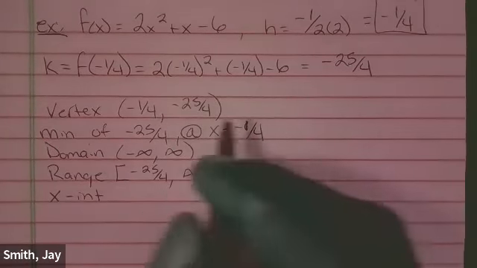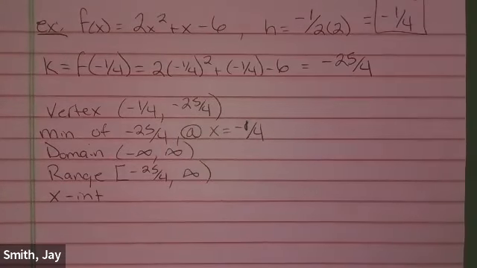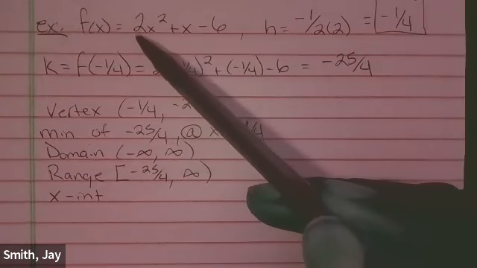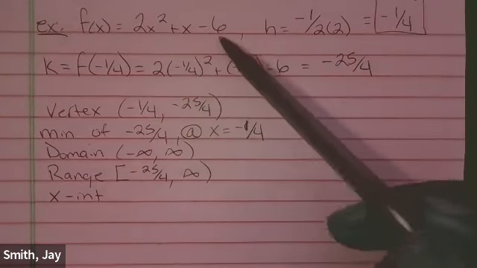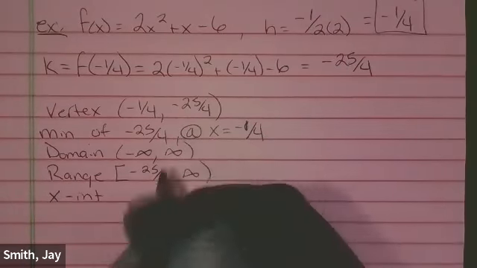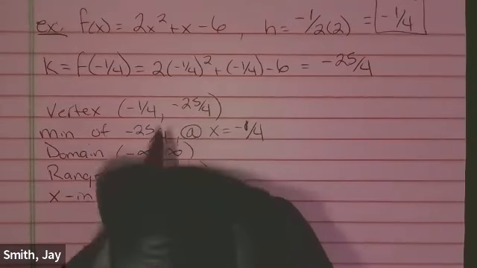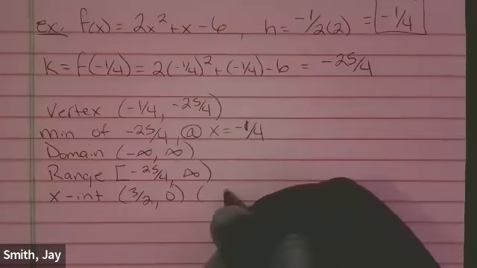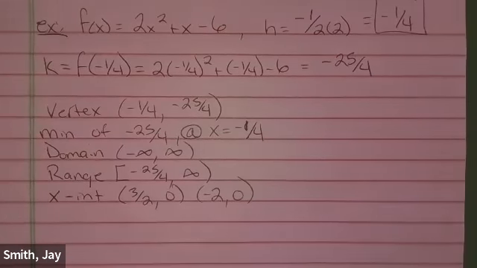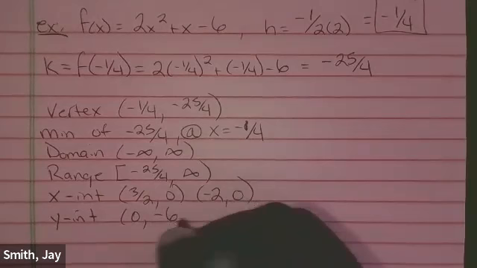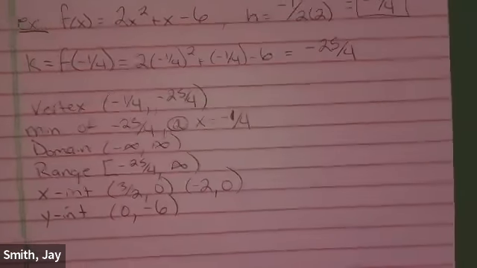Two x-intercepts. Just like we did before, find the x-intercepts. C is -6. What you'll get is your answers: 3/2 and -2. So our x-intercepts are going to be 3/2, comma 0, and -2, comma 0. The y-intercept is the ordered pair 0, -6.